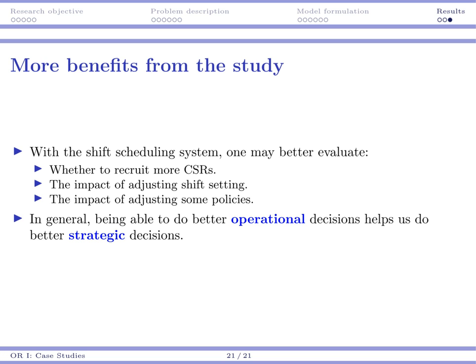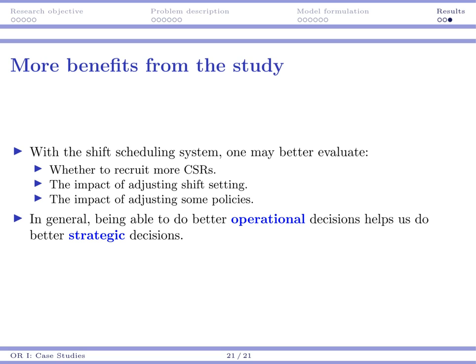So we are very close to the end. That program, or that model, really can help us make good operational decisions. Every month, we know how to schedule CSRs. We are able to save a lot of time for the experienced managers. Previously, he or she needed 1 day. Now it takes only 3 to 5 minutes.